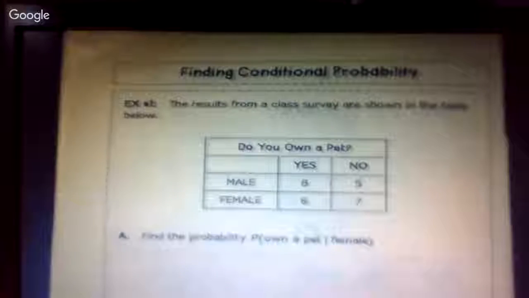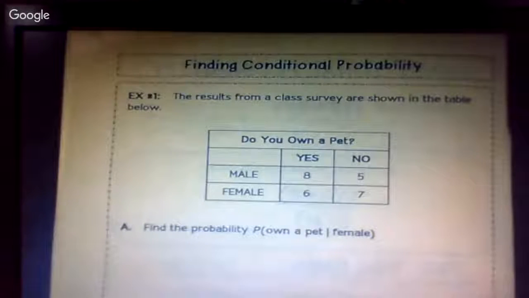The results are from a class survey. They're asking, do you own a pet? Take a look at this two-way frequency table. What am I missing? Totals. So let's get some totals first.